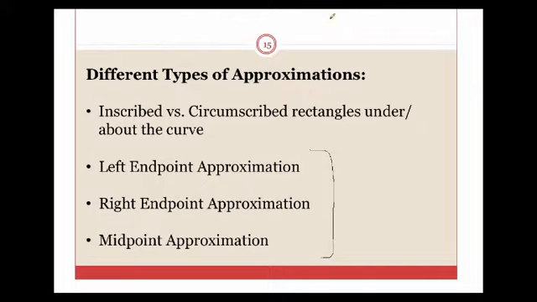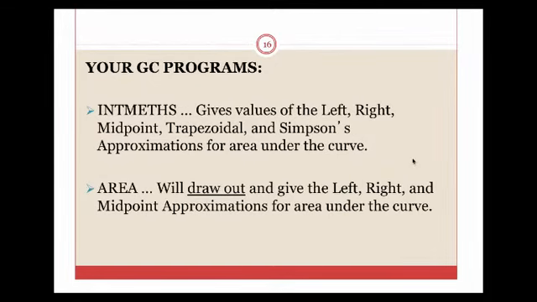All right, so if you guys have your calculators handy, there's two programs in particular that we're going to be working through. There's a couple problems on your handout, and we'll be talking about how to really use these programs, also write it out by hand. The first program is called IntMaths. If you take a look under your calculator programs, you'll notice they're all alphabetized. IntMaths gives the values of the left, right, midpoint, trapezoidal, and Simpson's approximations for areas under a curve.